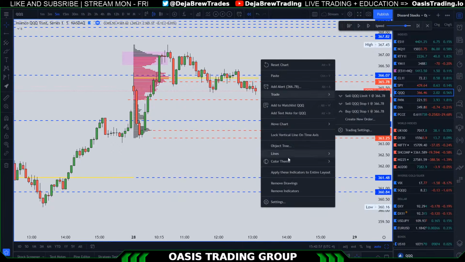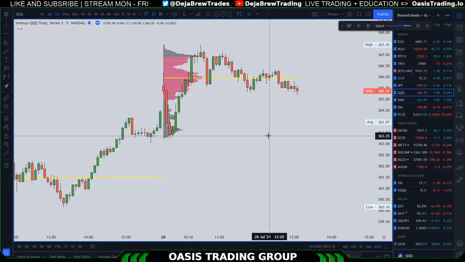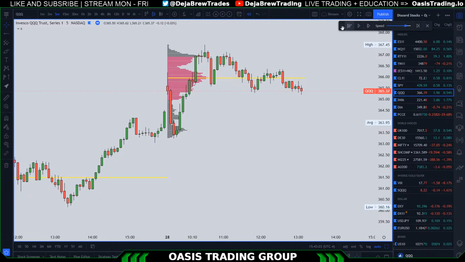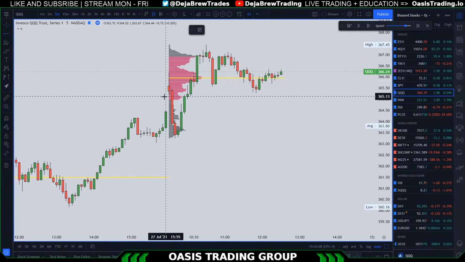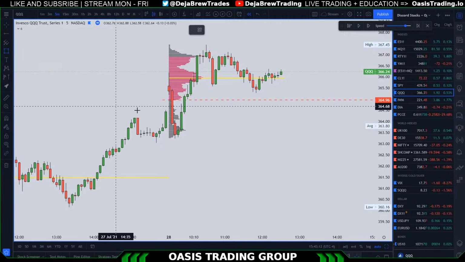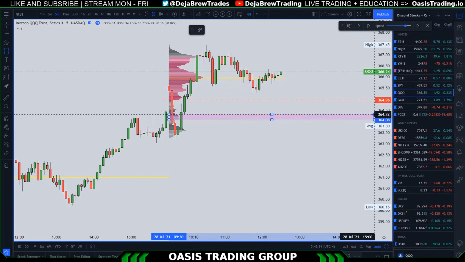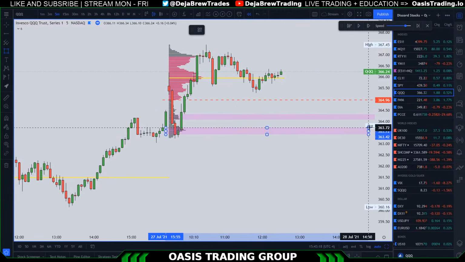I'm going to delete everything. Let's just delete everything here. Let me really show you guys the point that I'm trying to make. So this would be the current value area low. This would be a nice little support node. And then this would be another support node.